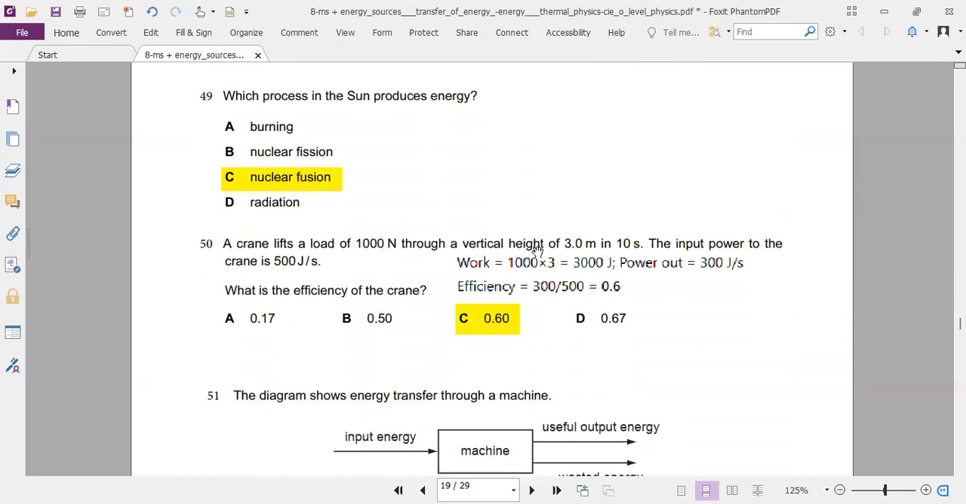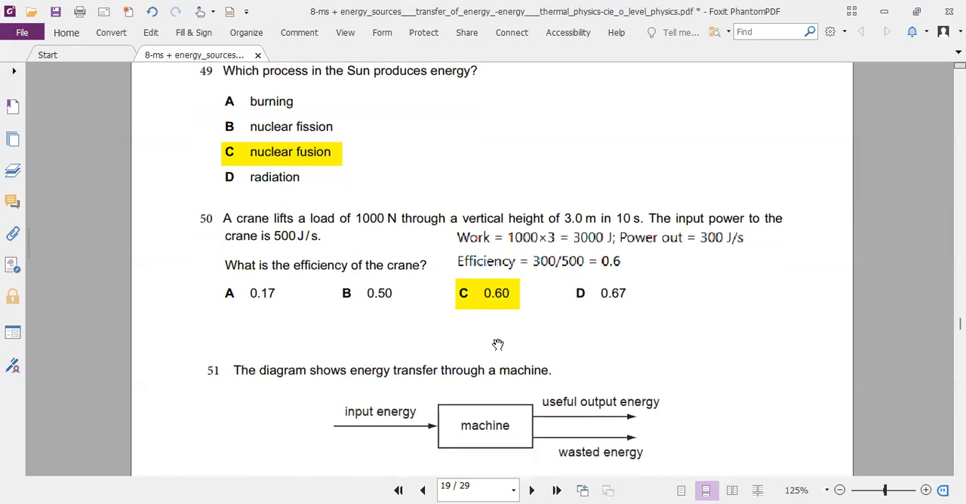A crane lifts 1000 Newton to 3 meters in 10 seconds. Input power is 300. What is the efficiency? Work done, this. Power out, this. Efficiency, power out divided by power in, 0.6.